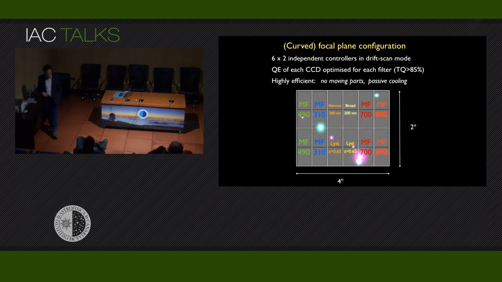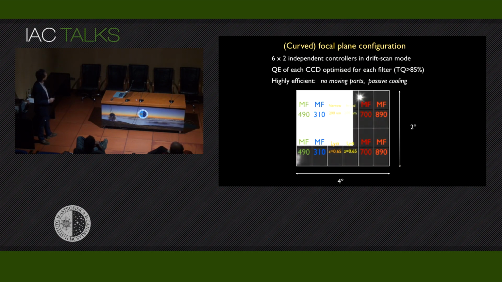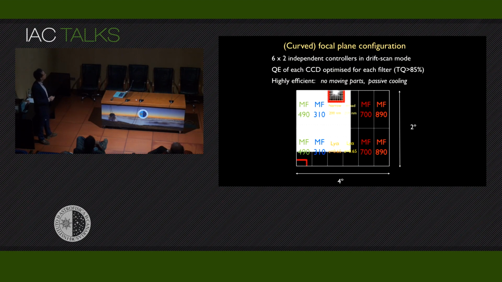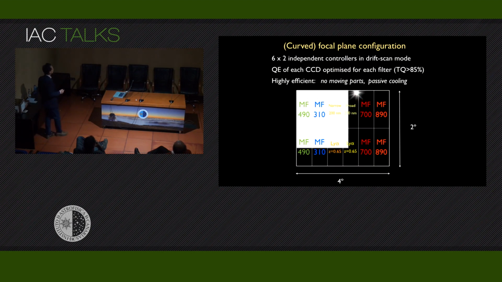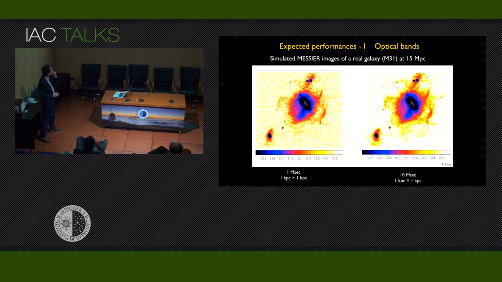So this is the idea of the focal plane of MESSIER. You have essentially divided the focal plane into 12 different controllers, and so the quantum efficiency of each CCD is optimized for each filter. And so at the end, we get something like more than 85% throughput. And it is highly efficient because there are no moving parts, okay? And it is also passive cooling. So as the galaxy is going through, you're just reading the columns of the CCD through drift scanning. So this is old, it is well known from Earth-looking satellites. And so with this sort of design, we've done a pipeline and looked at, say, the actual M31 after something like 10 megaseconds, and indeed we reach something like 32 to 34 magnitudes per square arcsecond on scales of 1 arcsecond.